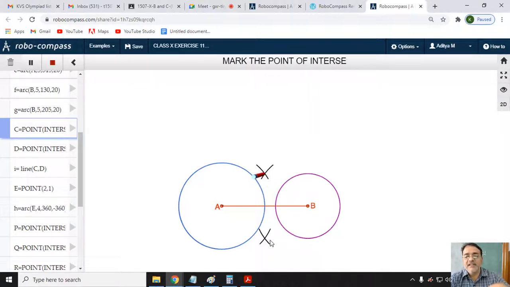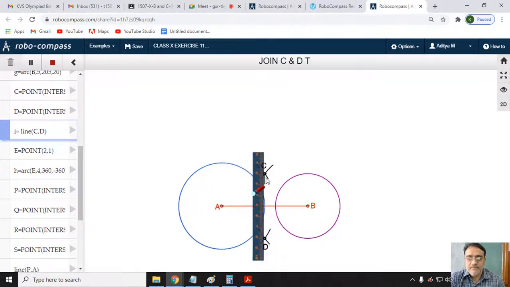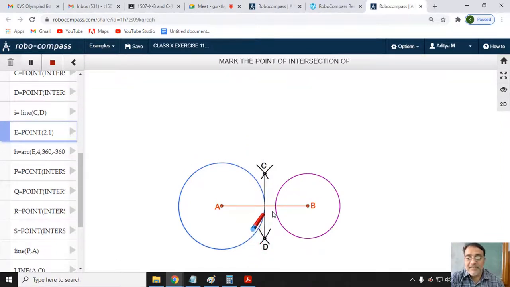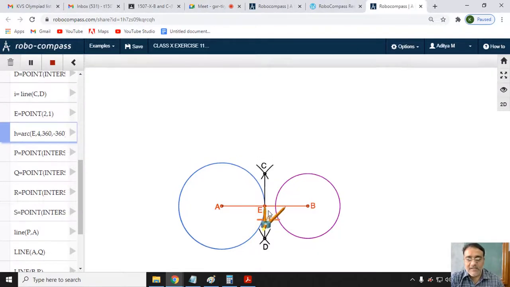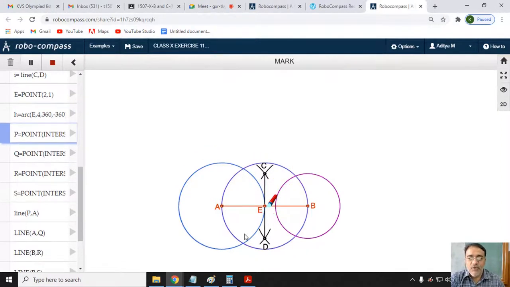Now we'll join C and D. So that will be the perpendicular bisector of AB. Okay. So we'll join CD. CD is the perpendicular bisector of AB, which will intersect AB at point E. Now with center E and radius AE or BE, we'll draw one circle which will intersect the two circles at 4 points P, Q, R, S.